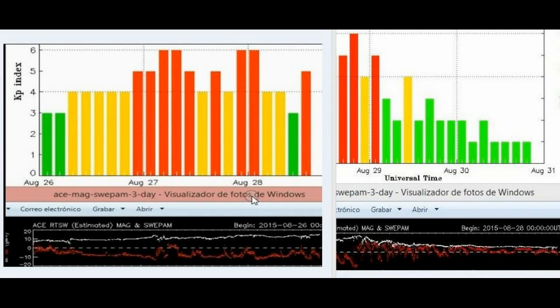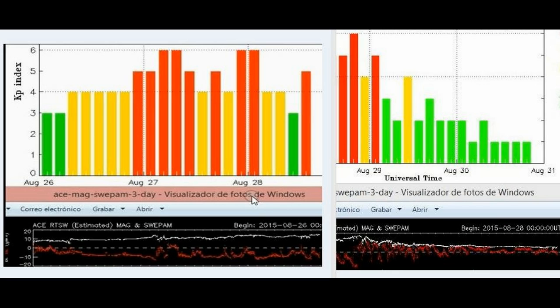I have on screen here, on the top is the KP index for the last 5 days, and on the bottom is the BZ in red, the BT in white for the last 5 days. So you can see that we entered a geomagnetic storm and then exited one. And to me, it looks like it is directly related to the BZ going south.